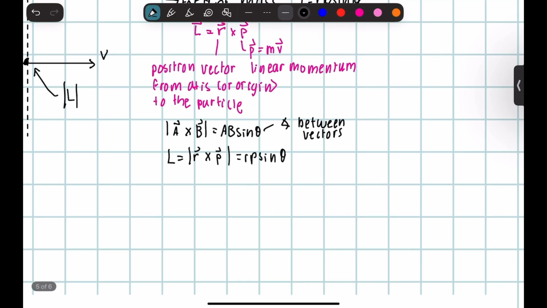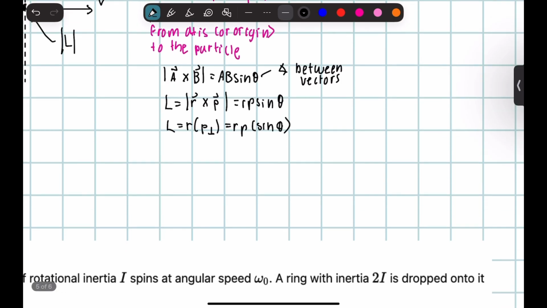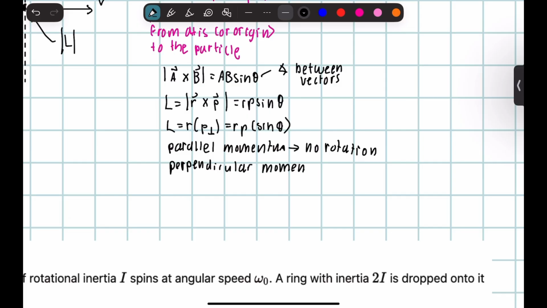And only the perpendicular component of momentum contributes to rotation. So it's actually L equals R P perpendicular, which is equal to RP sine theta. Because when you have parallel momentum, you have no rotation. And when you have perpendicular momentum, you have max rotation.